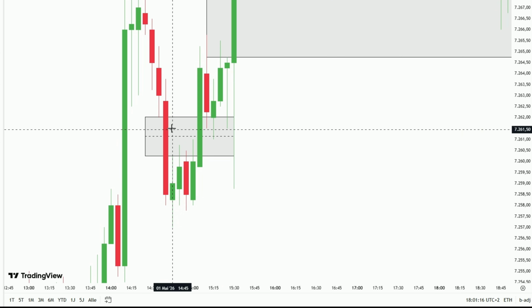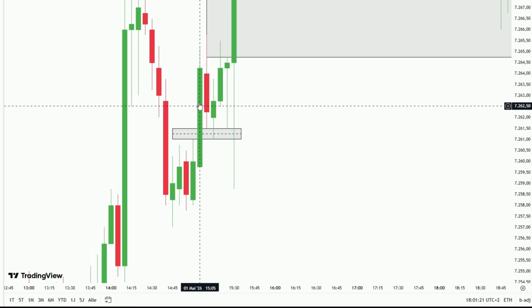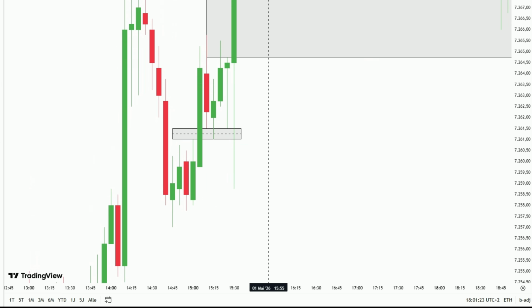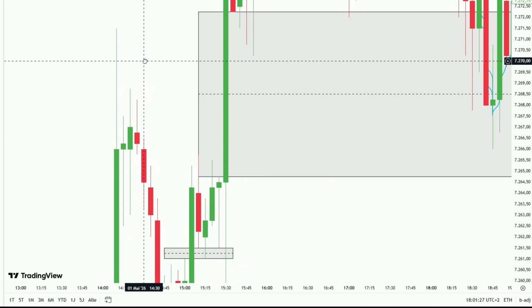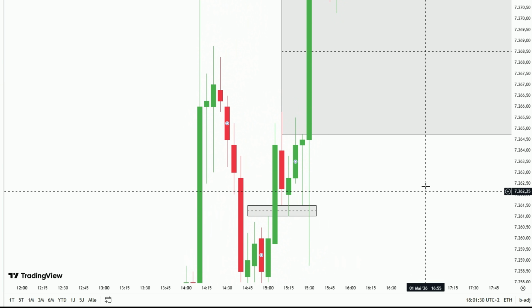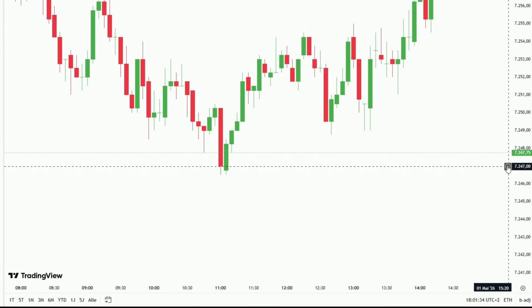This chart layout right here gives us a perfect example. We have an inverse fair value gap and then a normal fair value gap. Price tapped into it, respected the fair value gap, filled resting orders and then continued higher. Now I will randomly look onto the market and look for fair value gaps and inverse fair value gaps.